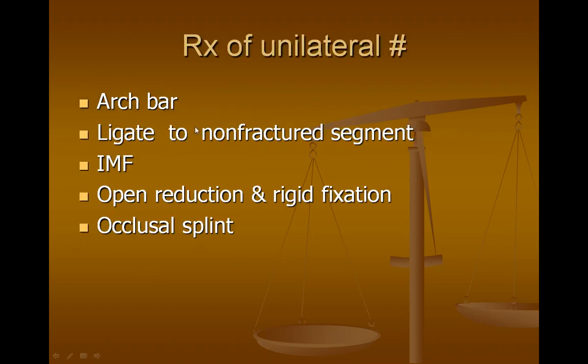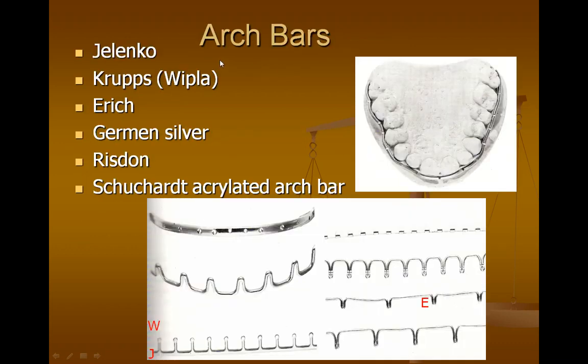What are the types of treatment? Unilateral treatment is usually by closed reduction, like arch bars ligated to the non-fractured segment, intermaxillary fixation, open reduction and internal fixation, or occlusal splint, which I already explained. These are the arch bars: Jelenko, Kruger, Erich pattern arch bar. These are the Erich pattern arch bar. I already explained this. Wisdom and Schuchardt.